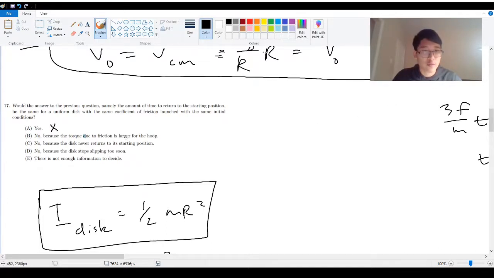So the torque due to friction is larger for the hoop? No, it's not, because it says, let's see, with the same coefficient of friction and launched with the same initial conditions, so it's not like it's getting more mass, so the friction is the same. No, because the disc never returns to starting position? No, it does return to the starting position, because remember, it just starts rolling at constant velocity v center of mass. No, because it just stops slipping too soon, and that's the right answer, because it stops slipping sooner, and then it just starts rolling without slipping at a constant velocity.